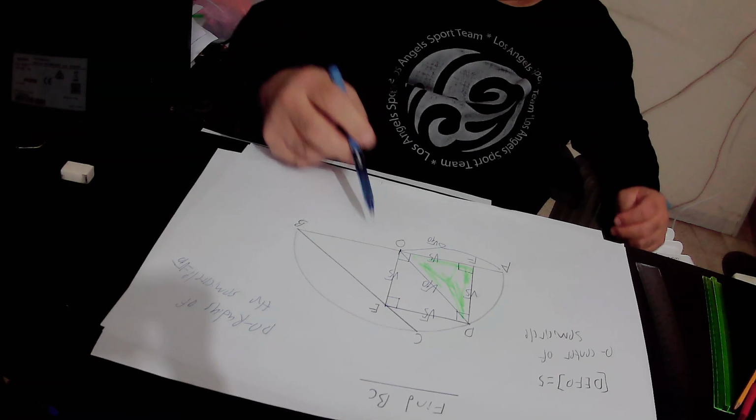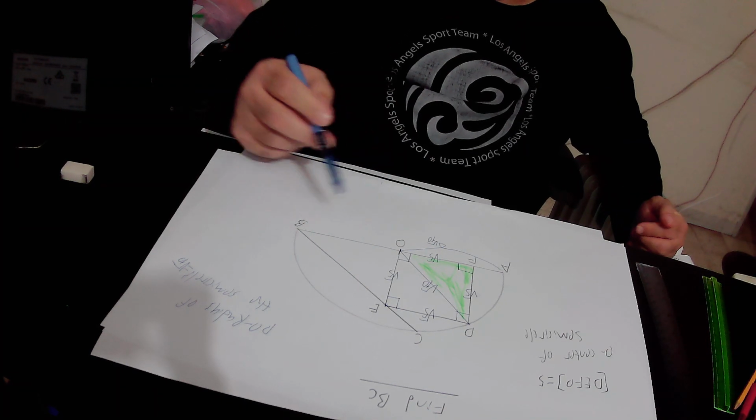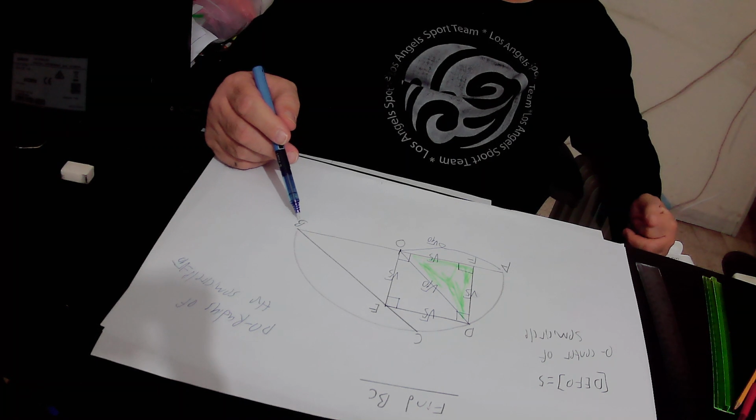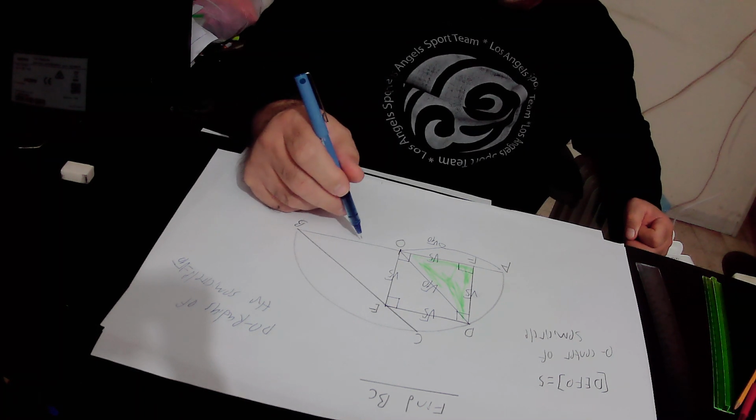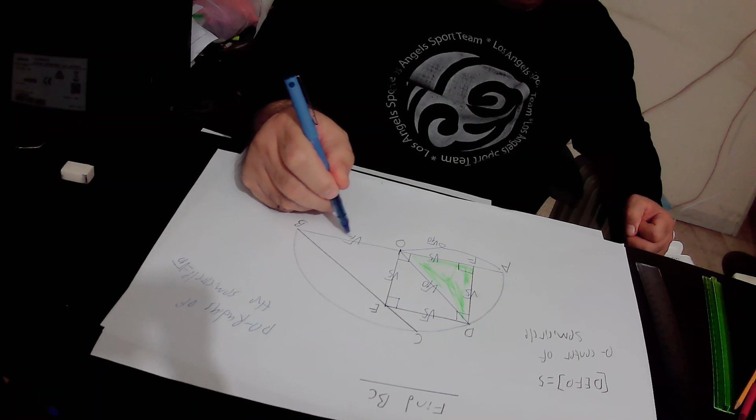Likewise, point O is the center of the semicircle. Point B is a point on the semicircle itself. Therefore, OB is the radius of the semicircle, that is equal to the square root of 10 units.